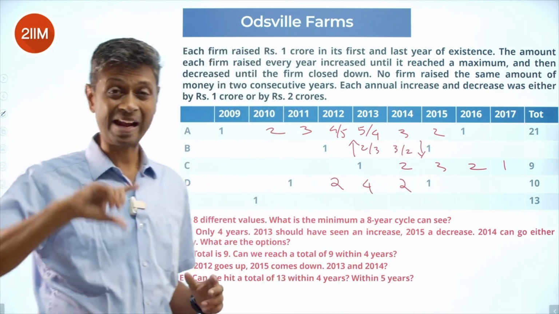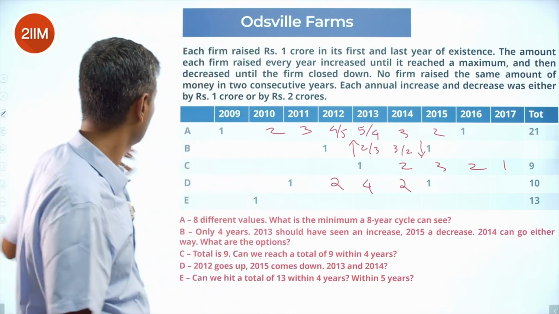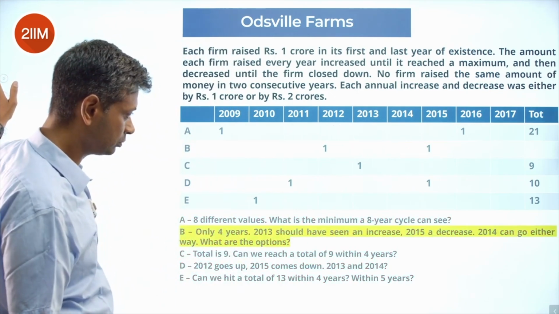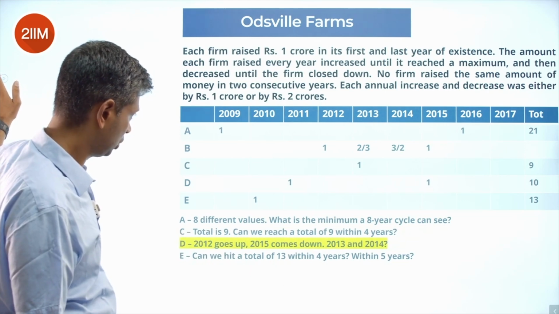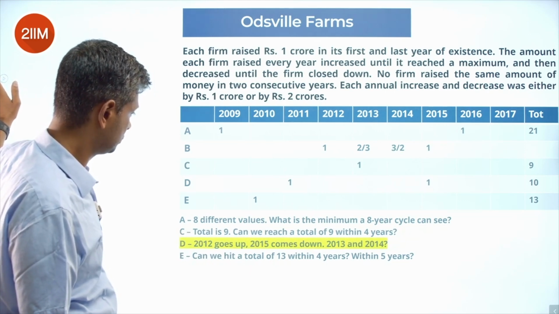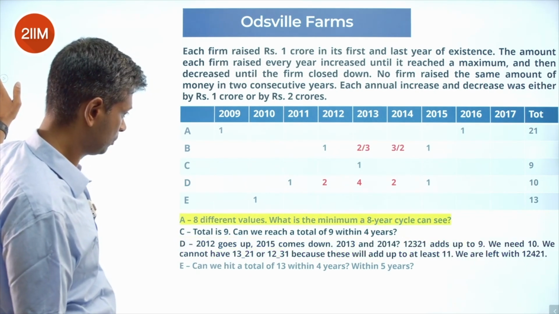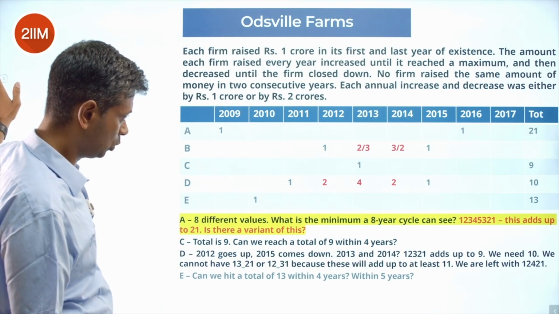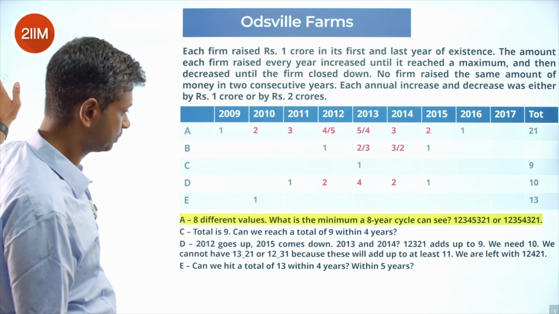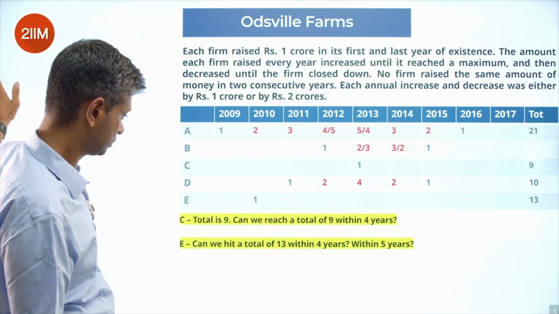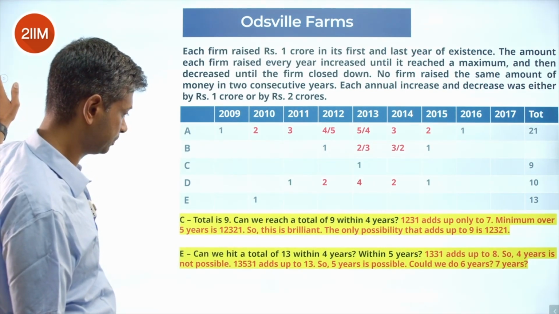This alone, there are 2 categories. 13 with 5 years, 13 with 6 years. Both. So we'll have to dig at both. 1, 2, 3, 1, 1, 3, 2, 1. 2012 goes up. 1, 2, 4, 2, 1. 1, 2, 3, 4, 5, 3, 2, 1. 1, 2, 3, 5, 4, 3, 2, 1. Total is 9. 1, 2, 3, 2, 1 is the only possibility.